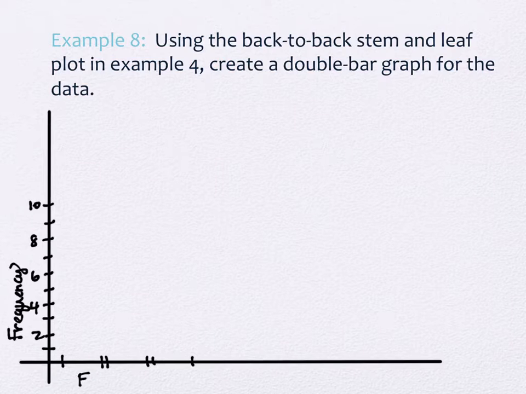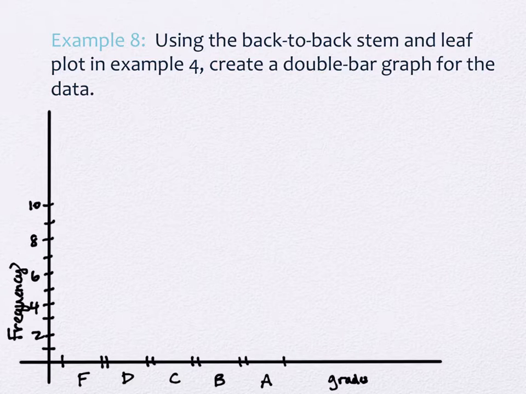I'll label them now. So here's my Fs, Ds, Cs. Let's skip a little space. This is my B's, and then my A's. And these are grades.